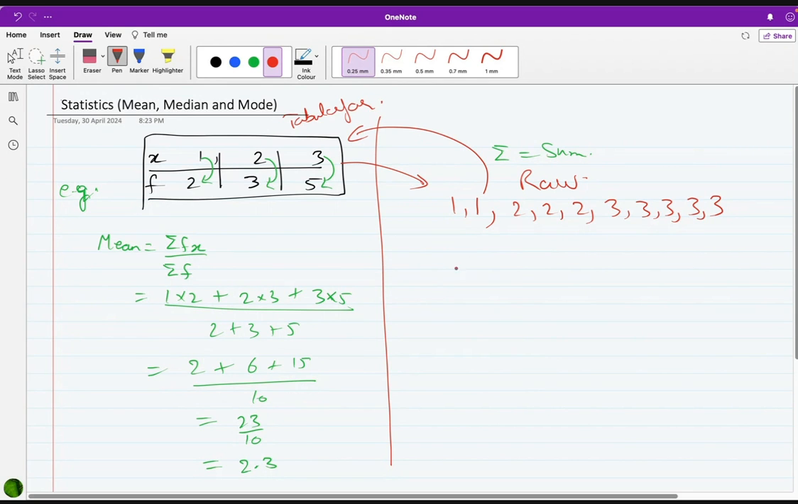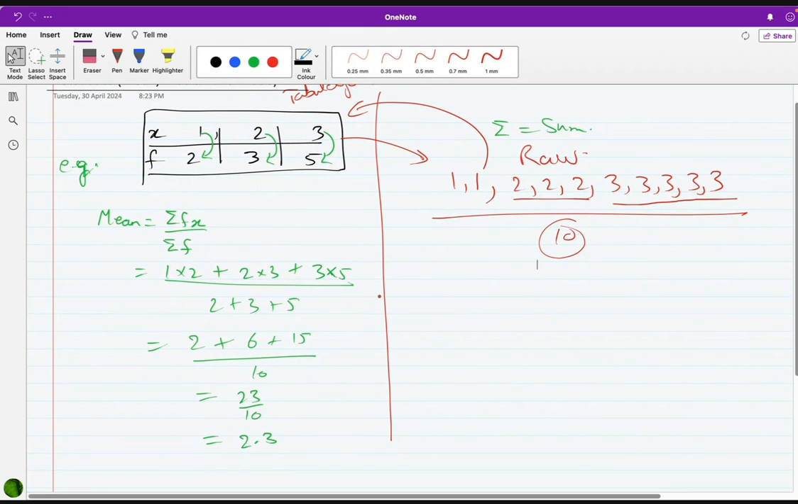So individually, we would have added 1 plus 1, which is actually 1 into 2. 2 plus 2 plus 2 is 2 into 3. 3 plus 3 plus 3 plus 3 plus 3 is 3 into 5, divided by the total, which was 10. That is mean. Now keep this raw data in mind, and we are going to find the median. I think I should draw it here so we have everything in one screen.